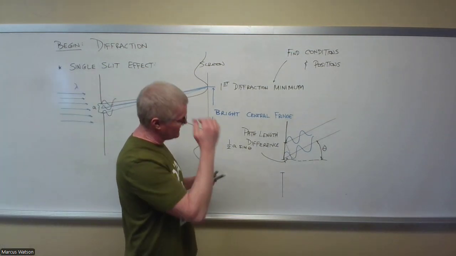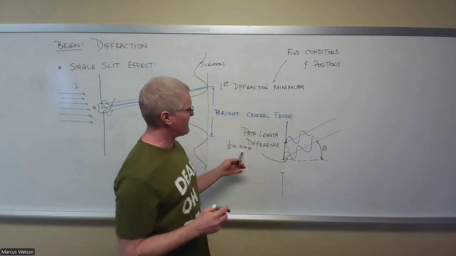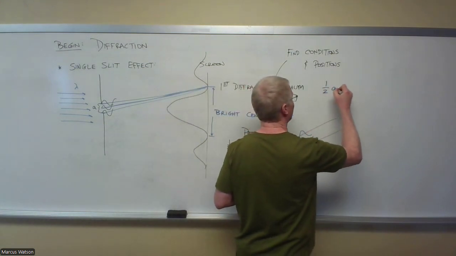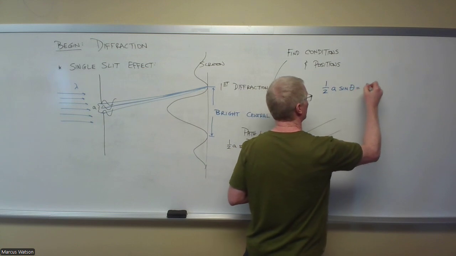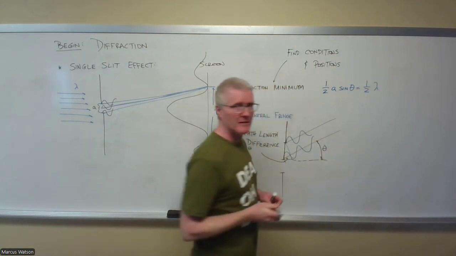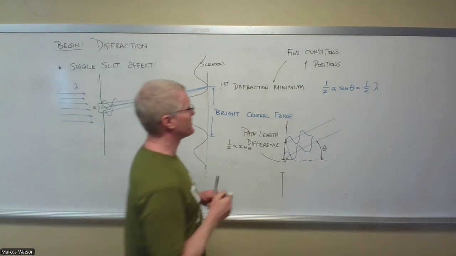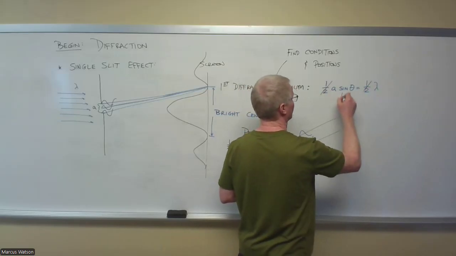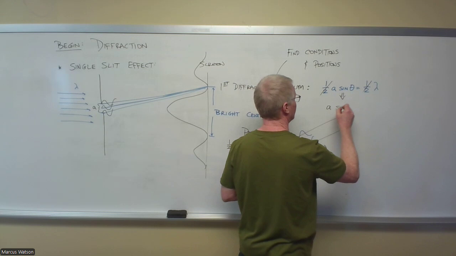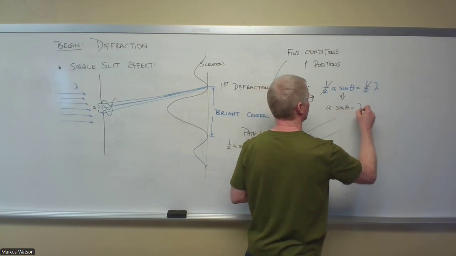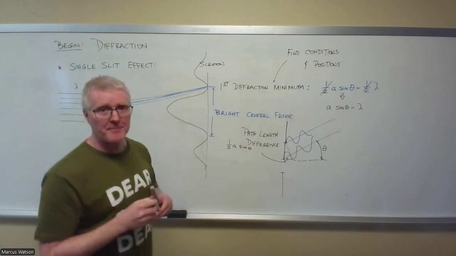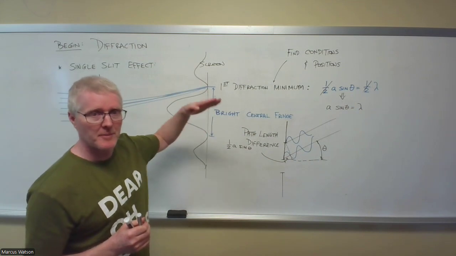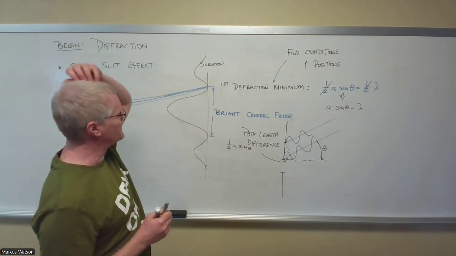Okay, now, to get to the first minimum, I have to have half a wavelength in my path length difference. So, 1/2 A sine theta should equal 1/2 lambda. That gives me my first diffractive minimum. And that leads us to the wonderful condition that A sine theta is equal to lambda. And that's what happens to determine angularly where the first diffractive minimum occurs. All right?